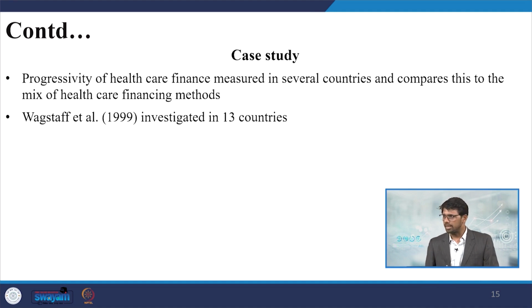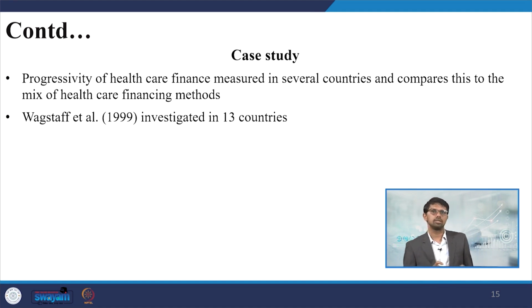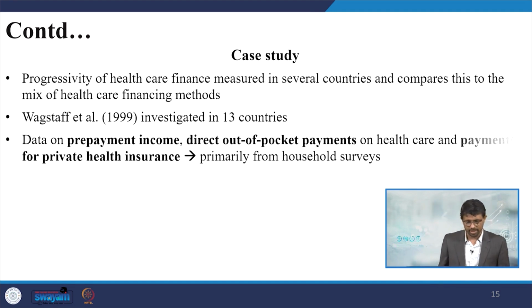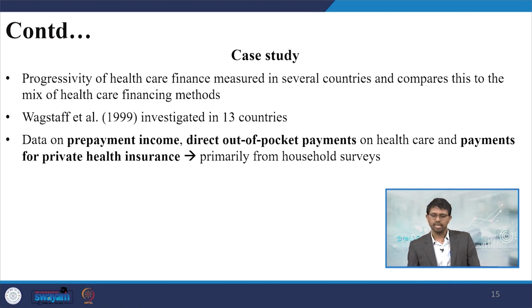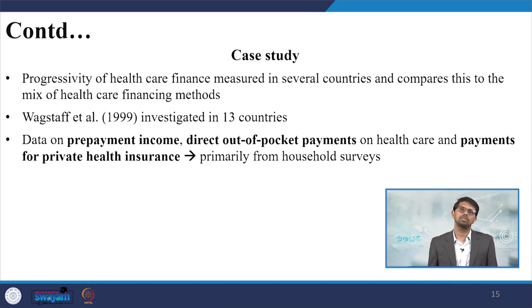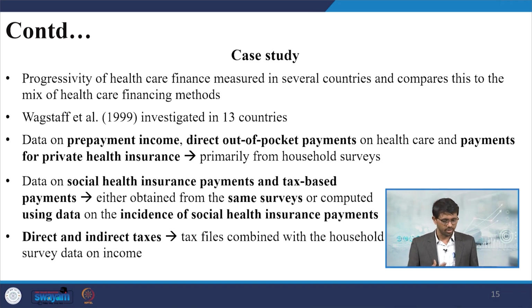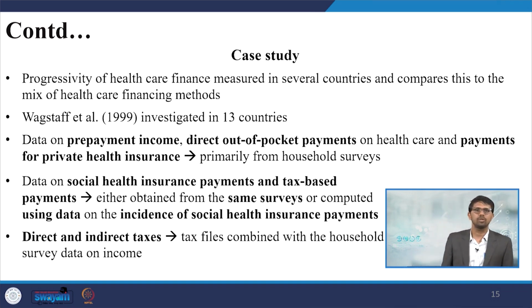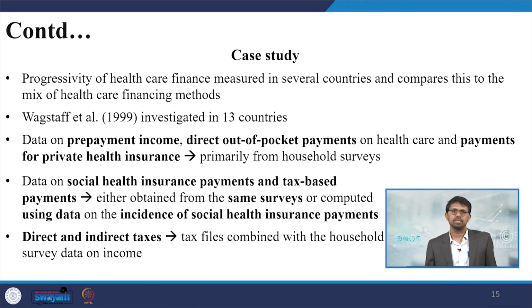The Wagstaff et al. 1999 paper is based on estimations for 13 countries, which are presented here. The data they collected is on payment and income, direct out-of-pocket payments on healthcare, and payments for private health insurance, primarily taken from household surveys. Data on social health insurance payments and tax-based payments were either obtained from the same surveys or computed using data on the incidence of social health insurance payments.